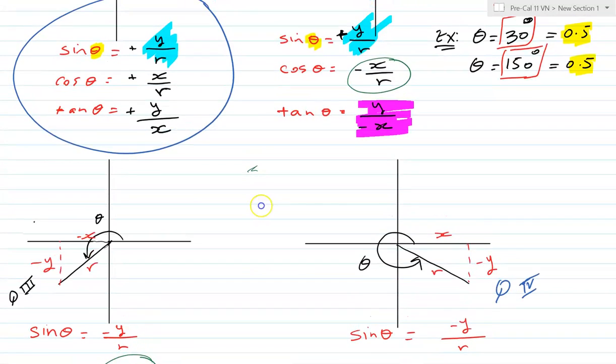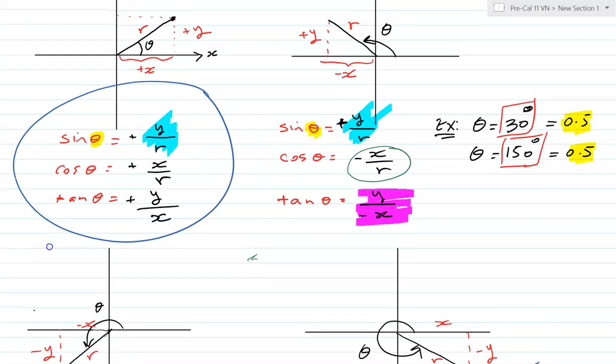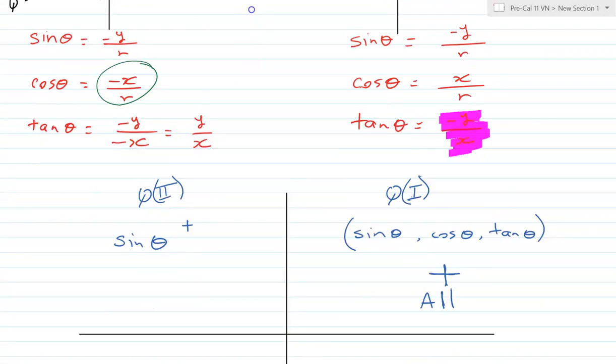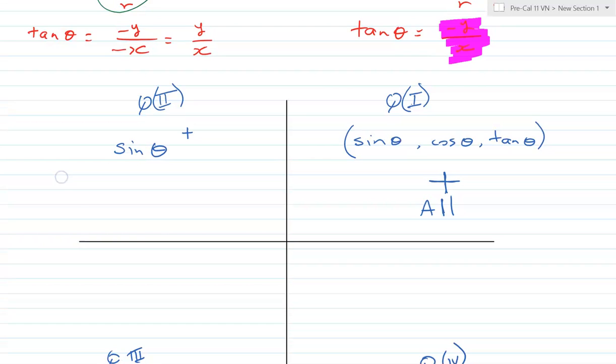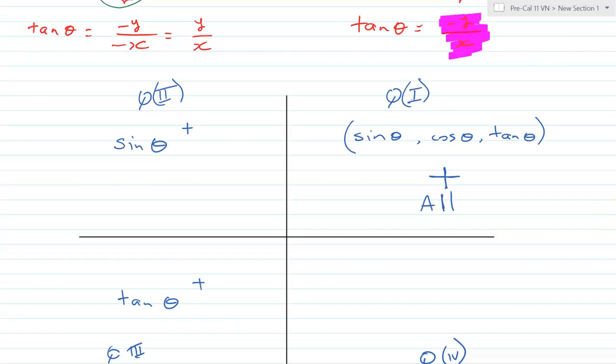Quadrant 2, where is quadrant 2? Right here. In quadrant 2, tangent is negative and cosine is negative as well. So that's the only one that is positive. All right. Now in quadrant 3, what are the positive values? In quadrant 3, tangent is positive only. And in quadrant 4, everything is negative except cosine. Okay, so here is cosine. That is the only one that is positive.